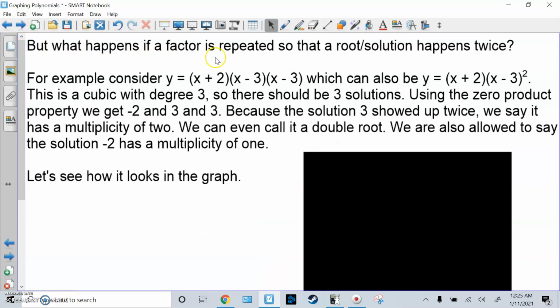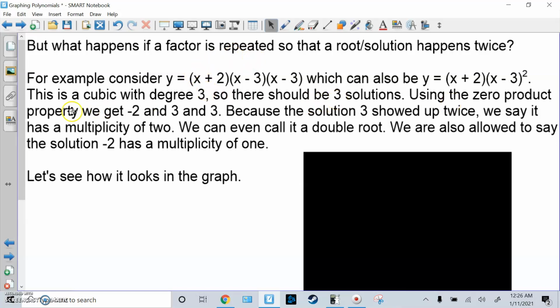But what happens if a factor is repeated so that a root or solution happens twice? So here's our new example. y equals (x + 2)(x - 3)(x - 3), which sometimes they write like this: y equals (x + 2)(x - 3) all squared. This is a cubic with degree 3 because it's x times x times x. You just multiply all the first terms to figure out the degree. So there should be 3 solutions.